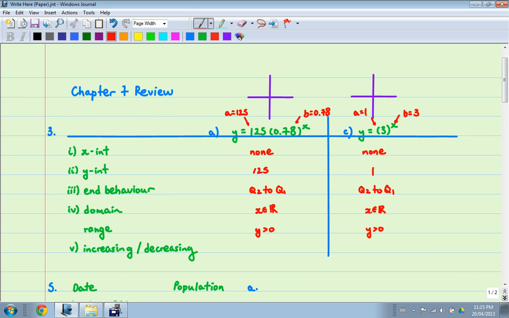Now, the behavior of whether it's increasing or decreasing depends on the b value. If the b value is between 0 and 1, it's going to be decreasing, so this is going to be a decreasing function. And y equals 3 to the x is going to be an increasing function.